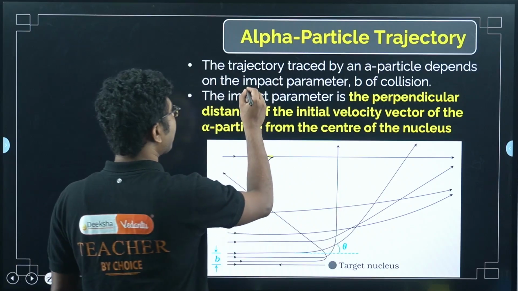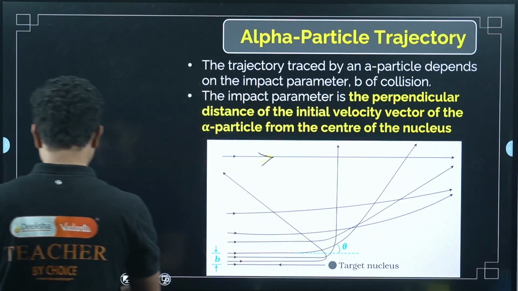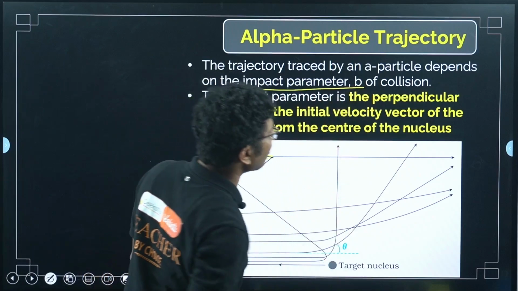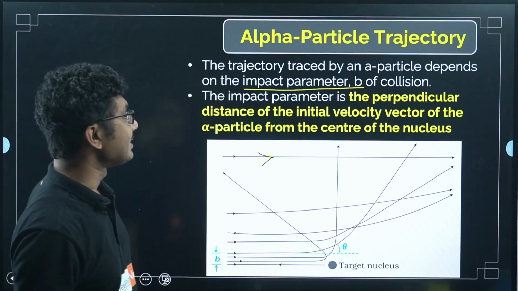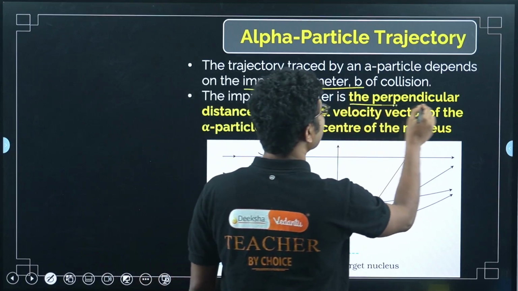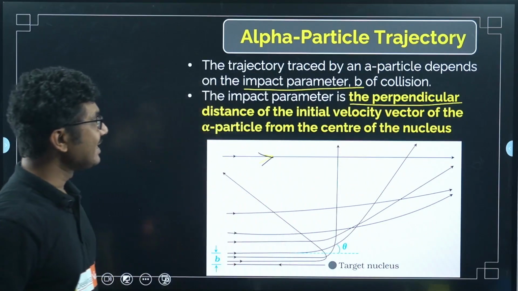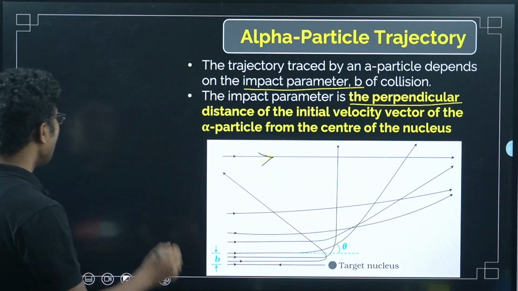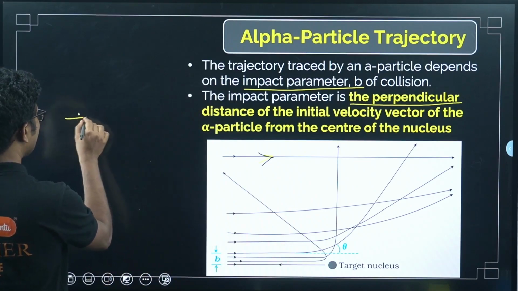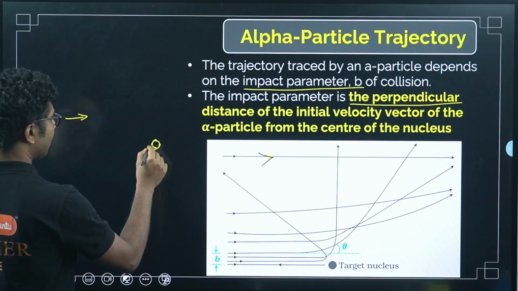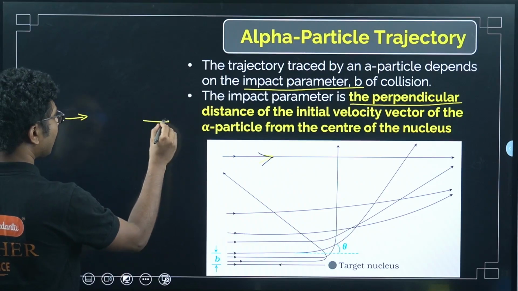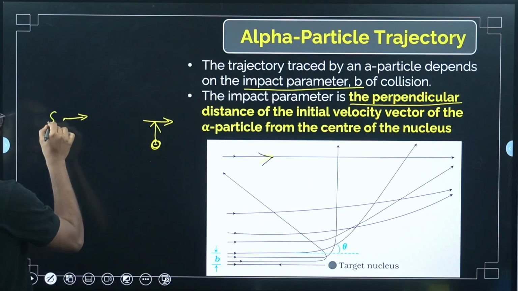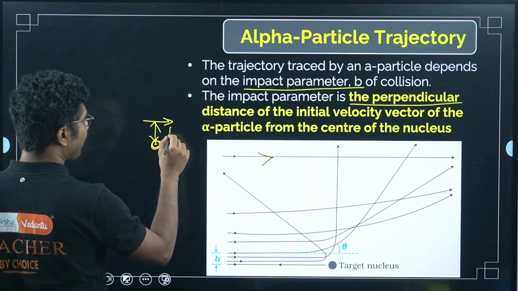So one important parameter is the impact parameter. What is the impact parameter? The impact parameter b of the collision is the perpendicular distance of the initial velocity vector of the alpha particle from the center of the nucleus. Suppose an alpha particle is going in this direction, and here is the nucleus. If you transfer it here, whatever the distance is, this is the starting point, this distance is called the impact parameter.